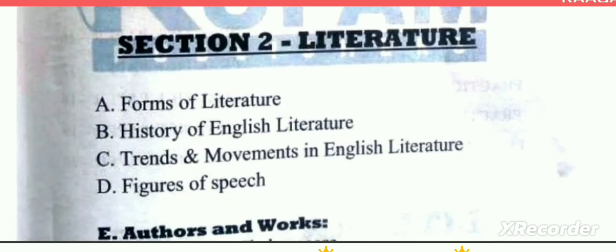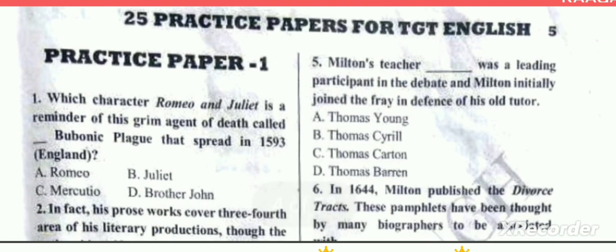And literature, if you see the second section: forms of literature, history of English literature, trends and movements in English literature, figures of speech. And authors and works, you will see William Shakespeare, John Milton, William Wordsworth, John Galsworthy. These are the 4 writers in the TGT. And if you see PGT, you will get 17 writers. So students, the 25 practice paper set is ready here.